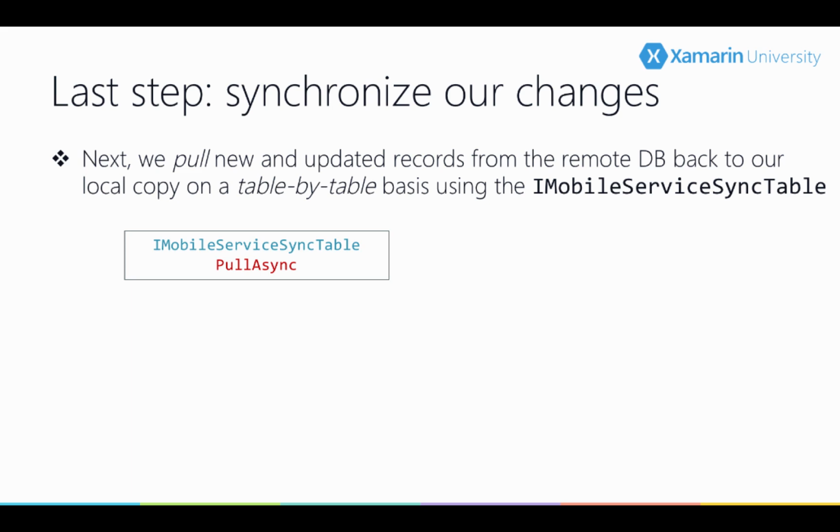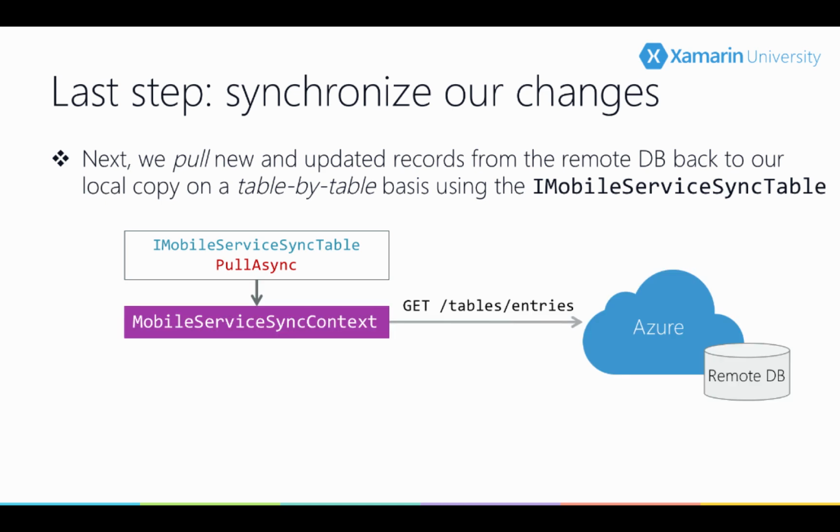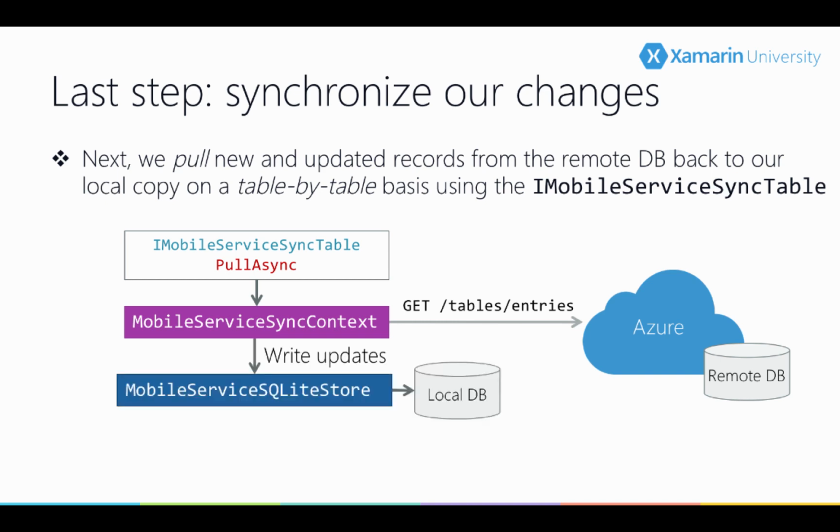PushAsync will push our changes to Azure, but we also have to pull remote changes back to our local database, and this will update our local copy of the database with any changes performed by other clients. And we do this on a table-by-table basis by calling the PullAsync method on the sync table object. This will use the mobile service client to retrieve all the entries from the remote database. It then writes those records to the local database cache.